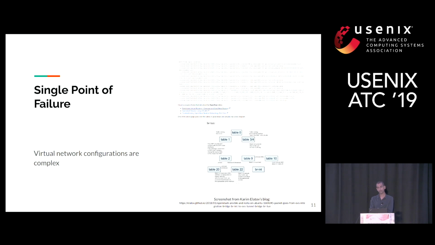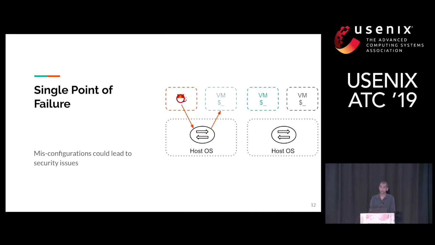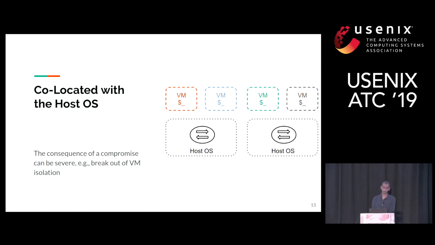Next, virtual network configuration is actually quite complex. There's just one vSwitch on the host, and that can be a single point of failure. If you have a misconfiguration on the vSwitch, that could lead to a security misconfiguration issue, and you could have one tenant's traffic leak into another tenant's. And finally, the most important is the fact that the vSwitch is oftentimes co-located with the host OS.